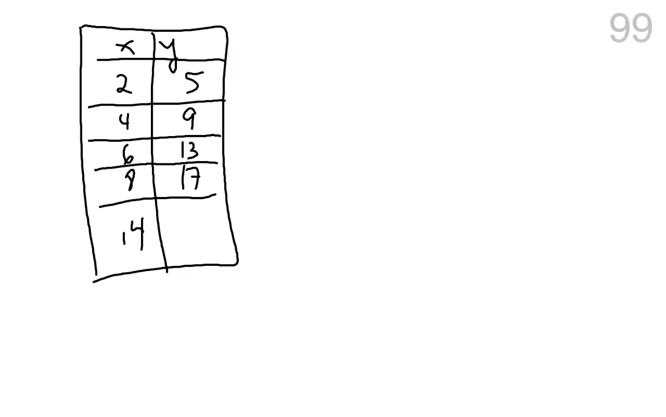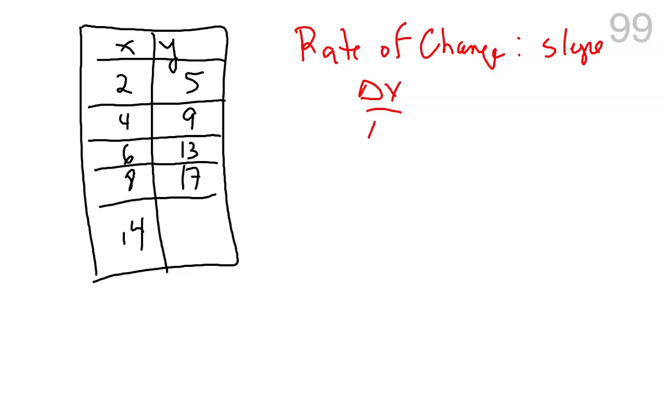Okay. Now, next, what is the rate of change? Guys, what's another word for rate of change? Hey, pay attention. You've been doing much better lately. Don't get distracted now. What is another word for rate of change? Slope, very good. And slope is known as change in y over change in x.